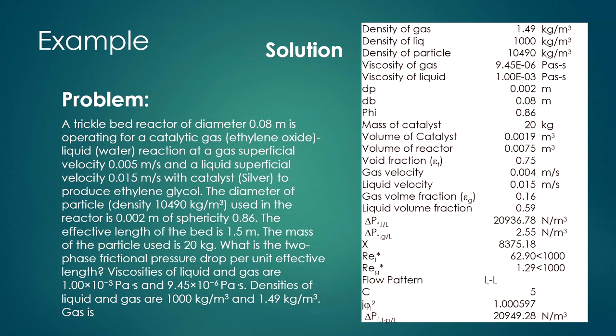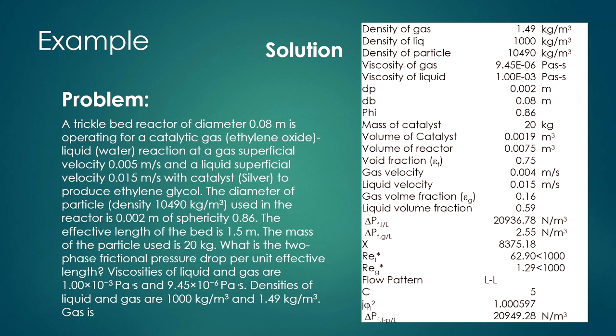Here, a trickle bed reactor of diameter 0.08 meter is operating for a catalytic gas-liquid reaction, ethylene oxide and water, at a gas superficial velocity of 0.005 meter per second and a liquid superficial velocity of 0.015 meter per second, with catalyst to produce ethylene glycol. The particle density is 10,490 kg per meter cube, the particle diameter used in the reactor is 0.002 meter, and the sphericity is 0.86. The effective length of the bed is 1.5 meter. The mass of the particles used is 20 kg.